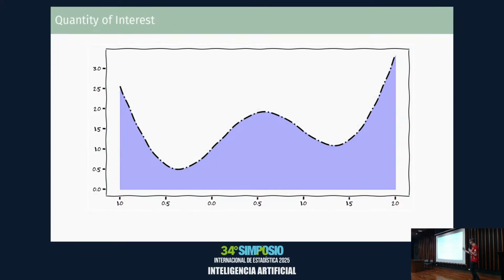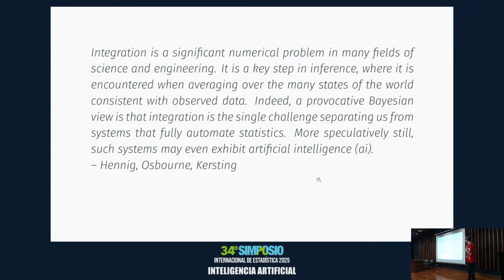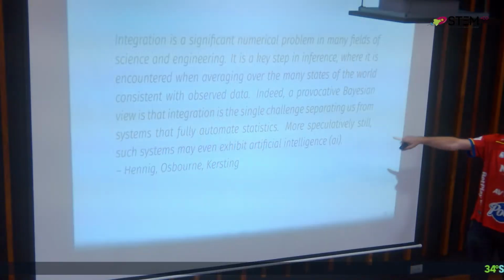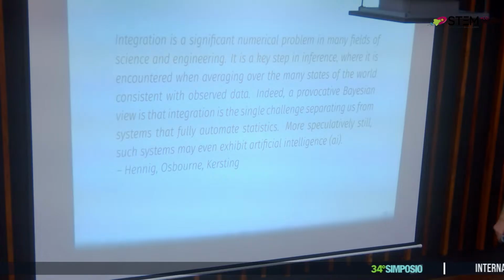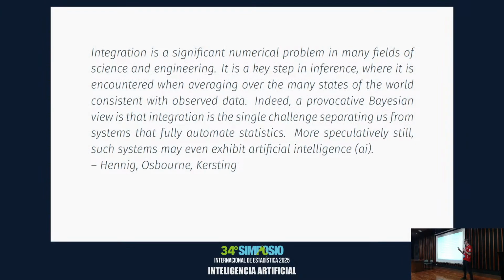So, another statement: integration is a significant numerical problem in many fields of science and engineering. It's a key step in inference where it's encountered when averaging over the many states of the world consistent with observed data. Indeed, a provocative Bayesian view is that integration is the single challenge separating us from systems that fully automate statistics. More speculatively still, such systems may even exhibit artificial intelligence. So, if we could crack integration, it would be a very, very good thing, right?